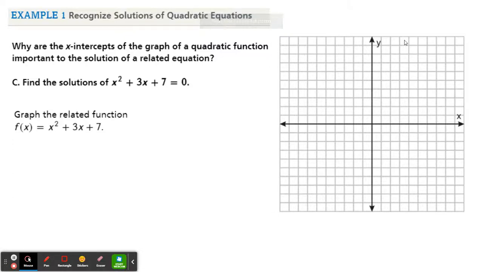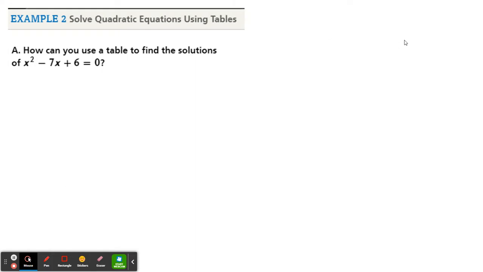Algebra video 2 for lesson 9.1. It says now how can you use a table to find the solutions of x squared minus 7x plus 6 equals 0. So we're going to focus on tables now. We're still going to use Desmos. So let's go into Desmos.